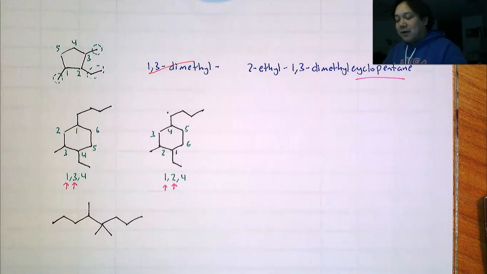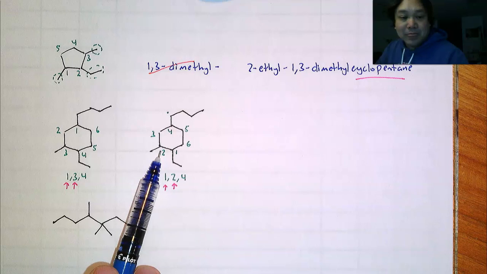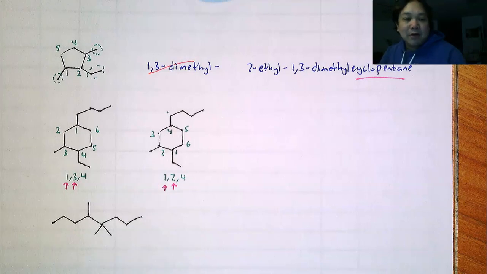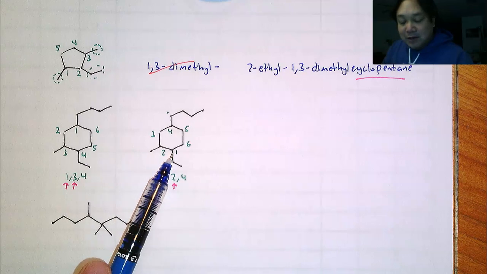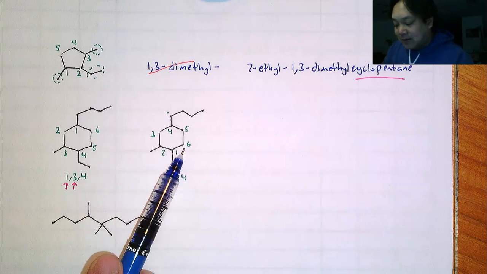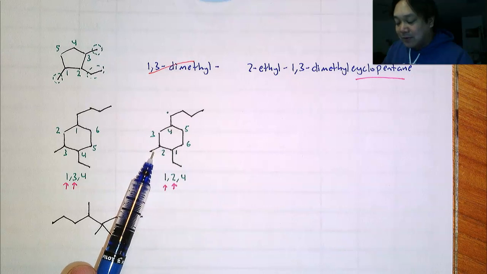If you don't see that, redraw the molecule and start numbering here, 1. Hopefully by now, you know which way to number it, clockwise or counterclockwise, based on getting that second substituent as the lowest number possible. So if I number this 1, 2 is not to the right; 2 is to the left to get the second substituent as the lowest number possible.